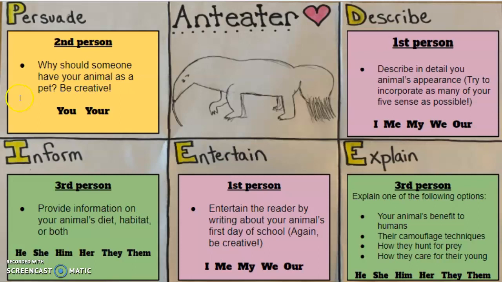So on the persuade box, you're going to write a paragraph which consists of 4 to 5 sentences of why someone should have your animal as a pet. I have each of these boxes labeled for what point of view you're going to write in. And on the bottom, you can see some of those clue words that you are going to need to include in your paragraph. You're going to want to be creative with this.